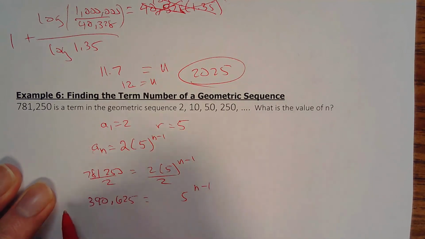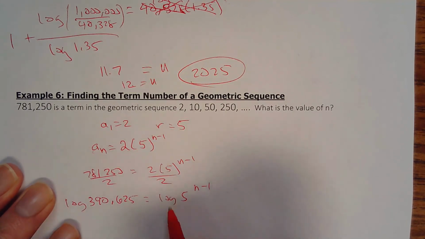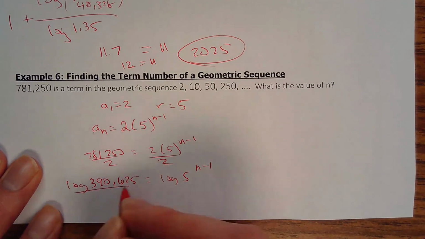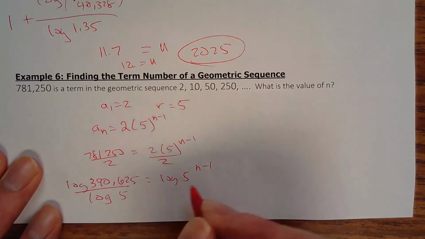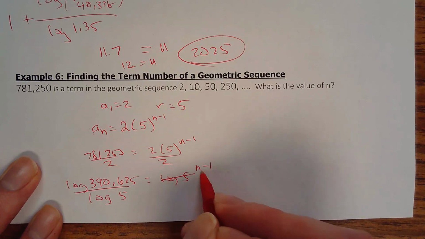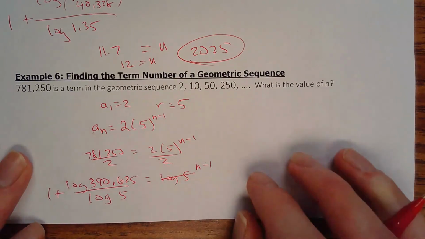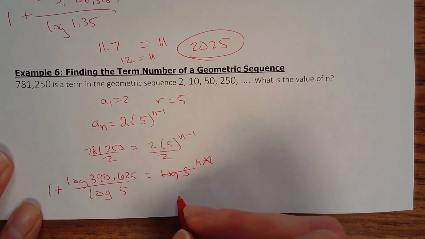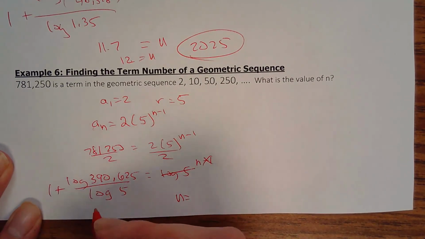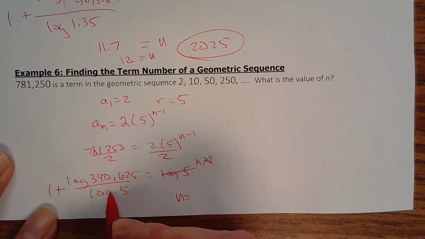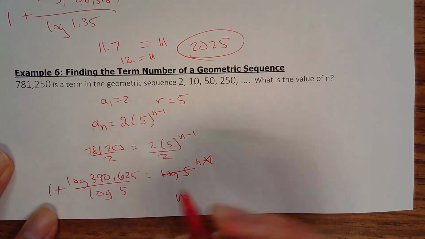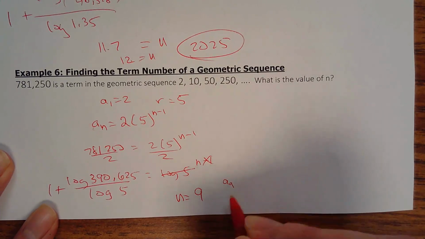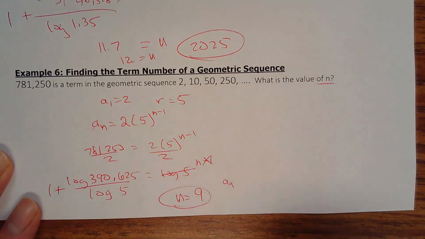And now the variable is in the exponent, so log both sides. Pull this out front, divide by log 5. And then again, to get n by itself, add 1. So I'll just put a plus 1 over here. So all of this equals n. That means if I put it all in the calculator, this divided by this is actually exactly 8. And then add 1 more, it'd be 9. That's the 9th term. So a sub 9, or if they want the value of n, is 9.